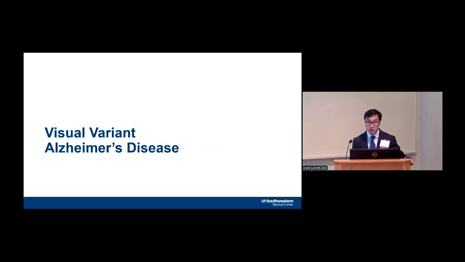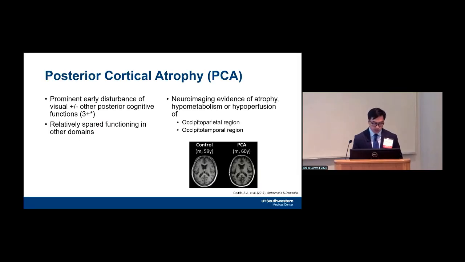All right, let's switch over and talk about the visual variant of Alzheimer's disease. If you're not familiar with that syndrome, you should be thinking about posterior cortical atrophy. And there are diagnostic criteria for this syndrome, basically saying that there are prominent but early disturbances of visual cognitive abilities or other posterior cognitive function. I'll go over that here in a little bit. The other domains are relatively spared. This is more or less a clinical radiographic kind of syndrome, so you should also be looking for either atrophy or hypometabolism in the posterior area of the brain, occipital parietal or occipital temporal regions.